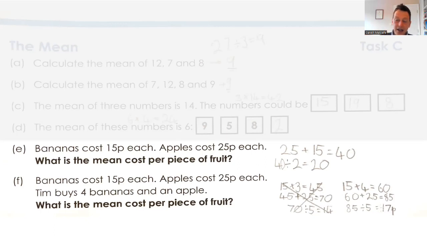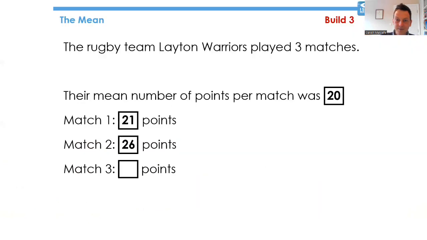And we explored how, yes, 17p is between, the mean is between 15p, the cost of a banana, and 25p, the cost of an apple. And we looked at why it's closer to the cost of the banana, because, of course, we bought more bananas in this instance. So lots of opportunities for reasoning right there.